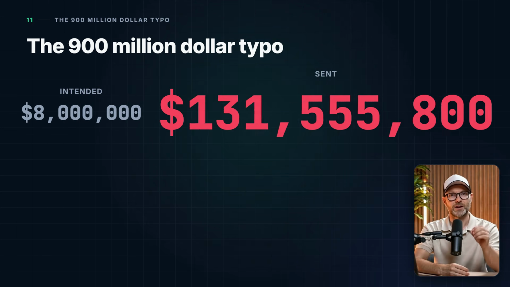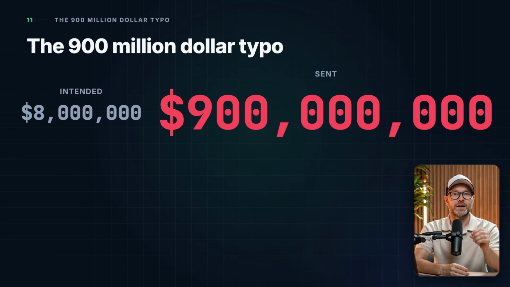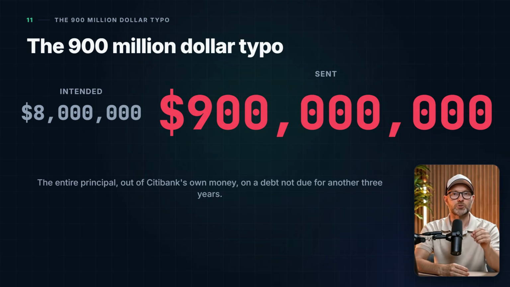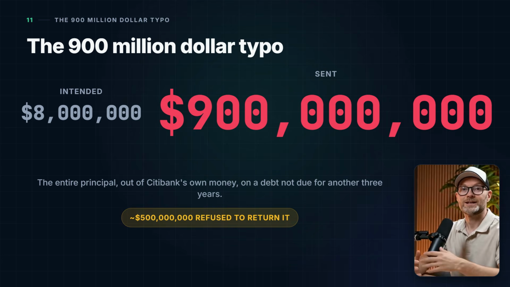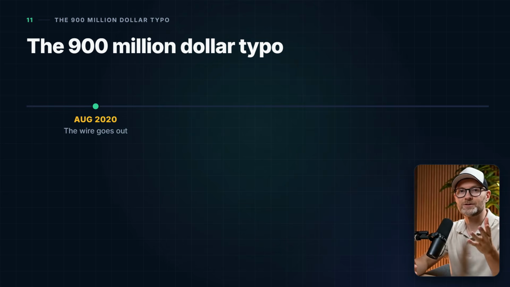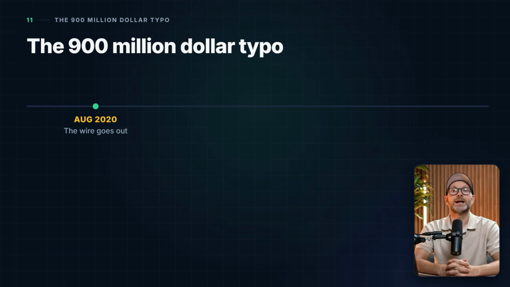In August 2020, Citibank was the agent on a $2 billion loan for the cosmetics company Revlon. It meant to send the lenders about $8 million of interest. It sent $900 million. It paid off the whole principal out of Citibank's own money on a debt that was not due for another 3 years. Some lenders sent it back. Holders of roughly $500 million did not.